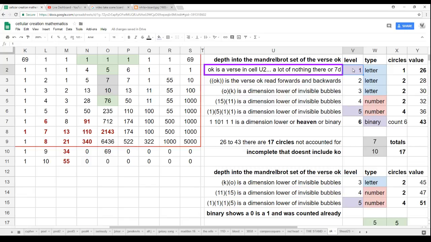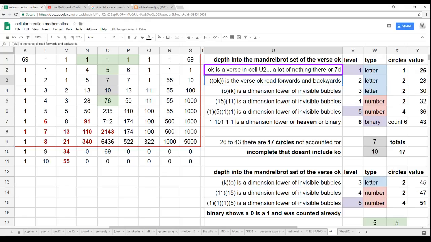Okay. It's showing you letters like a phrase OK, a verse OK, and it has one circle around it for the cell. But you know that because of the English language and what these letters are numerically, they add up to 26. 15 plus 11. OK, with the bracket, OK, bracket, is the verse OK read forwards and backwards. So now we've gone into the cell.